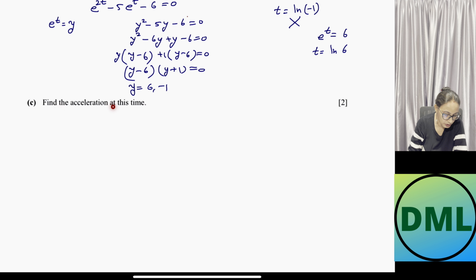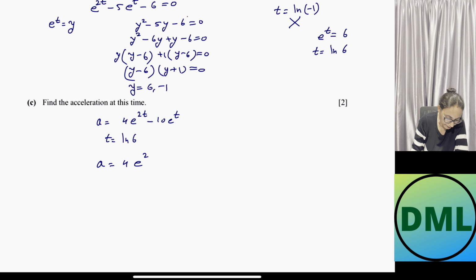Find the acceleration at this time. I need to find out the acceleration when time is ln 6. What is my acceleration? My acceleration will be given as 4 e to the power 2t minus 10 e to the power t. This is my acceleration. Let's substitute t is equal to ln 6 here. A is equal to 4 e to the power 2 times ln 6 minus 10 e to the power ln 6. I need to remove this 2 from here, so I will take it as a power.